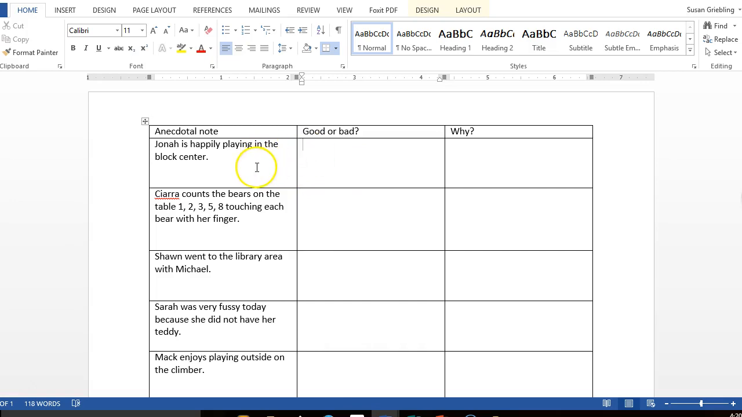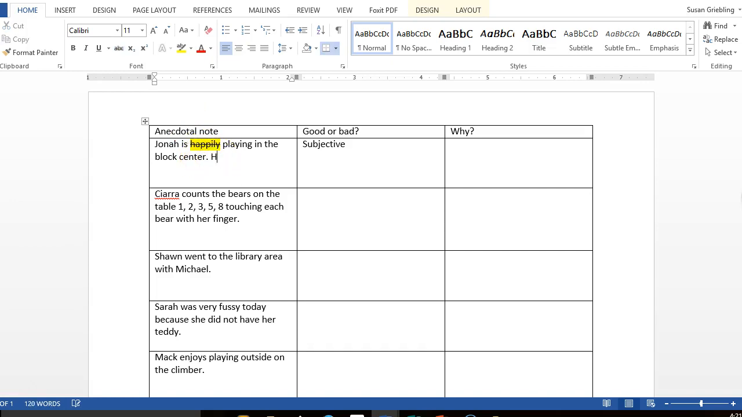So if you recorded that you feel that it is bad or subjective, I would agree with you. I'm going to put subjective down here. And the key word that tells me it's subjective is that word happily. Here, we'll highlight it. Happily is a pretty subjective word. It doesn't really tell me too much. So what else could we write instead of the word happily? So Jonah is playing in the block center. That's fine. Let's cross this word out because we don't want to use that. That's too subjective.